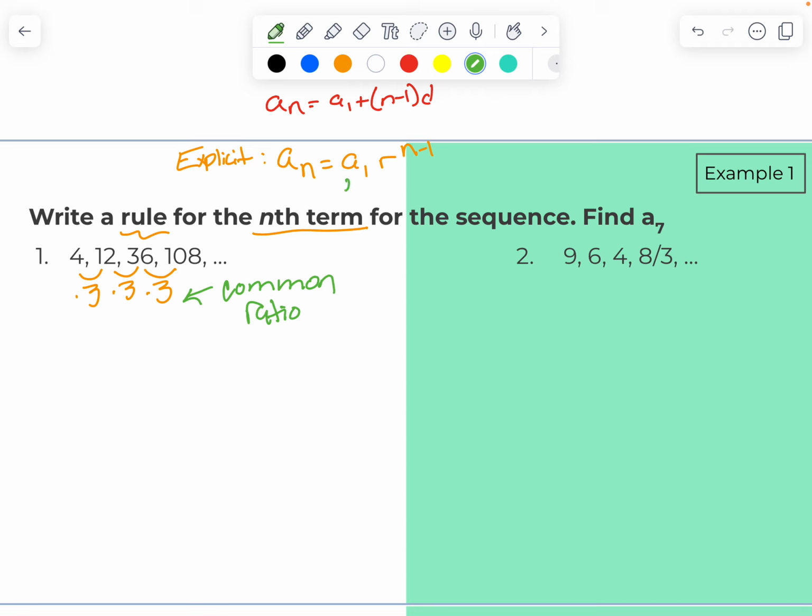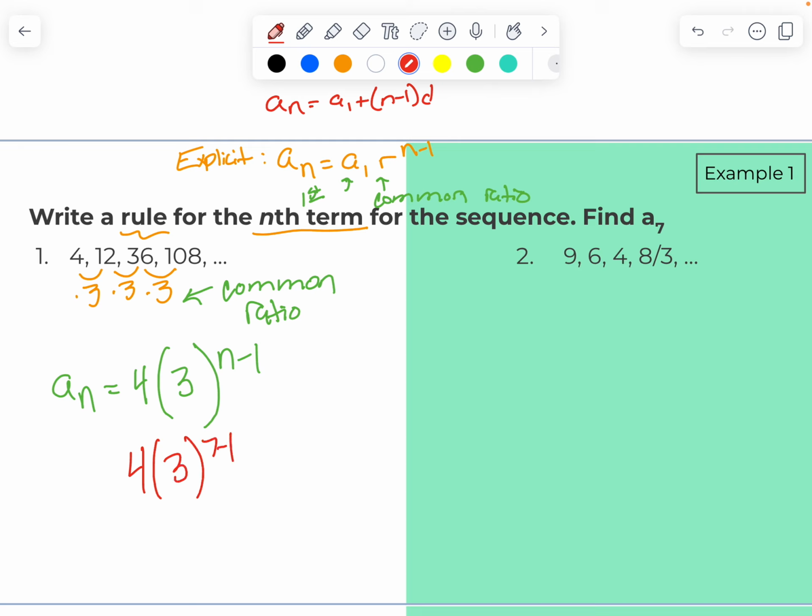In our formula, a sub 1 stands for my first term. R stands for my common ratio. So if I'm asked to write a rule for the nth term, or an explicit rule here in number 1, I'd say, all right, a sub n equals my first term, which is 4, times 3, which was my common ratio, to the n minus 1. It then asked me to find my 7th term, so then I would just be plugging 7 in for n, 7 minus 1. So I'm going to type this in my calculator. 4 times 3 to the 7 minus 1, or 6, would give me 2,916.